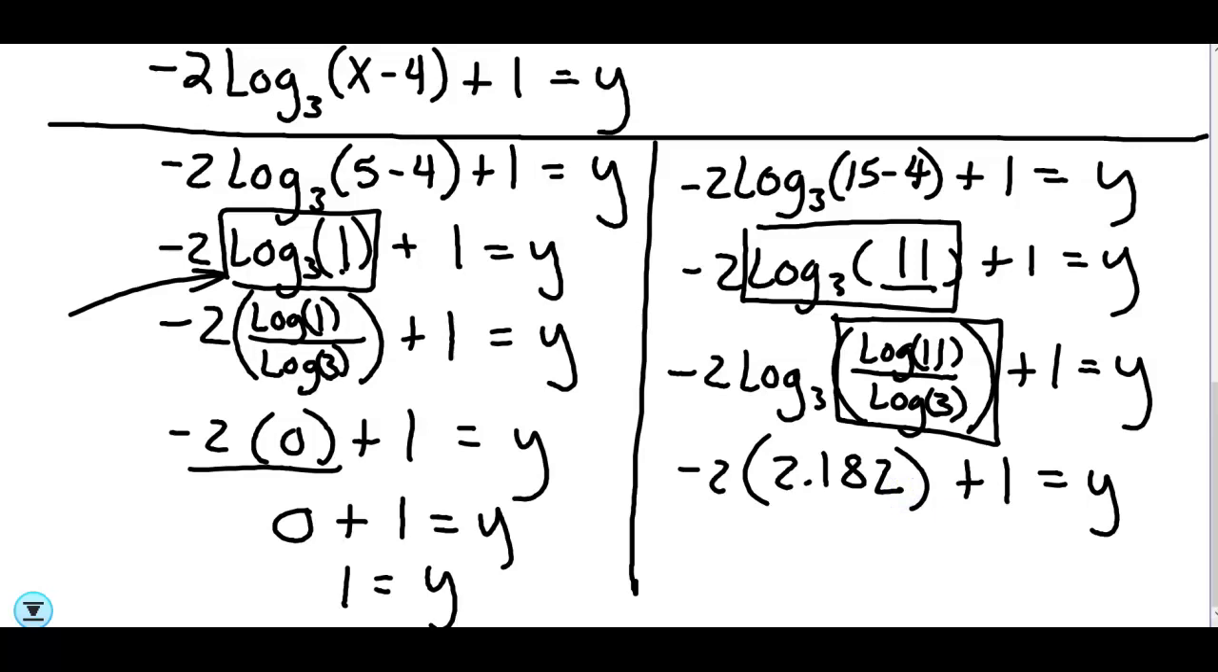You guys agree? Okay. How do I know that's reasonable? Because once again, let's not forget what logs are. That means 3 to the 2.182 power is 11. I know that 3 to the second power is 9. So a little bit more would make 11 probably. So that makes sense. All right. So now we're going to do our multiplication here. And then after that, you add. So multiply that by -2 and then add 1, and we'll see what you guys get.